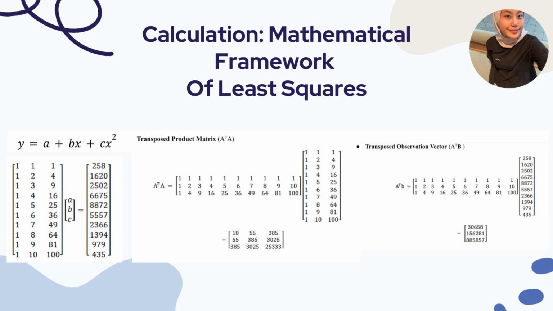After forming the matrix, we calculate the two important matrices, which are A transpose A and A transpose B, because this calculation helps to simplify the system and allow us to solve the unknown coefficients, which are a, b, and c. Since we have more data points than unknown variables, we cannot solve the system directly. Therefore, the least squares method is used to find the best fit curve that minimizes the total error between the actual data and the predicted values.